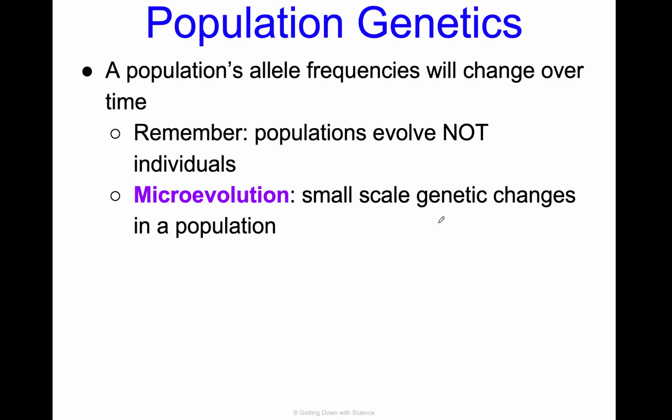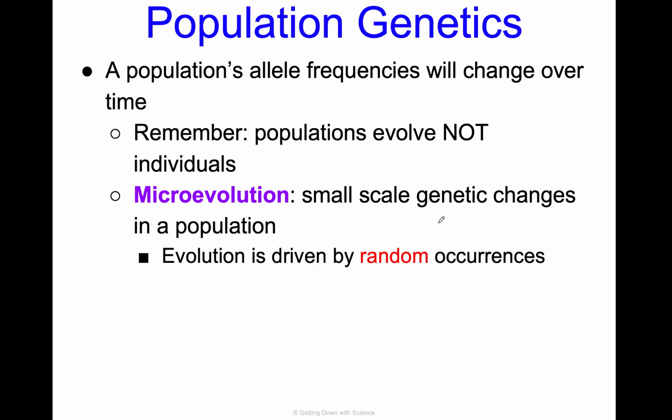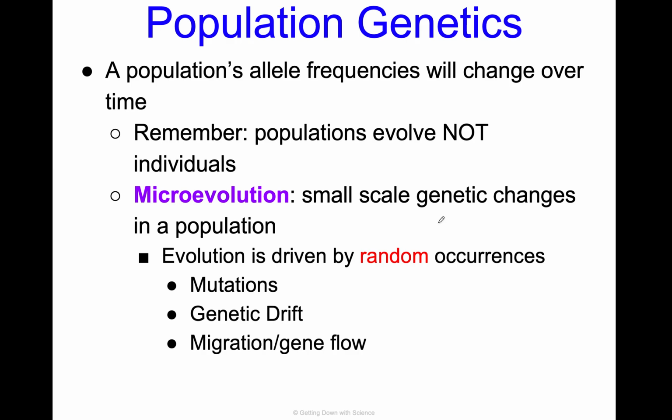We can talk about microevolution, which is small-scale genetic changes inside of a population. Evolution's driven by random occurrences, most of the time random mutations, but also things like outside environmental pressures. Mutations, genetic drift, which we're going to talk about in a second, migration and gene flow, since some species of animals will migrate, and of course natural selection. Pause here to take notes.